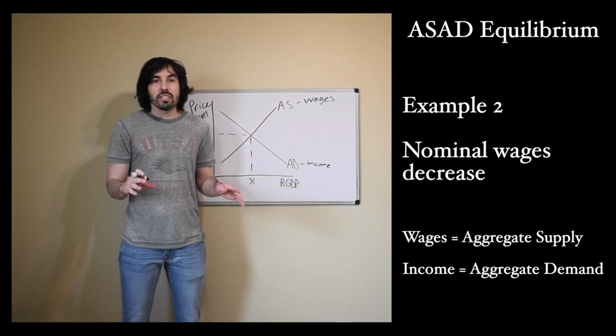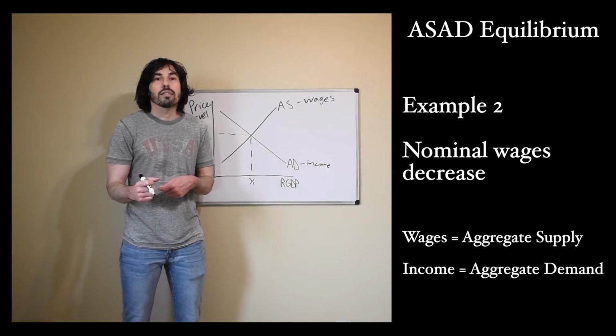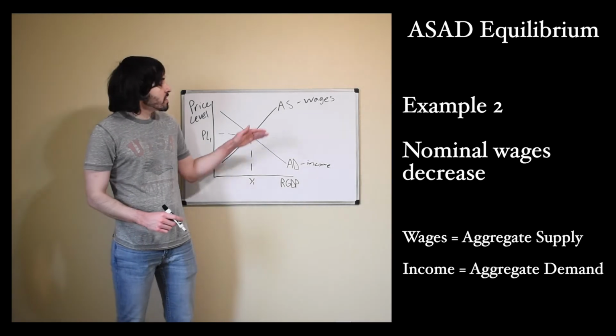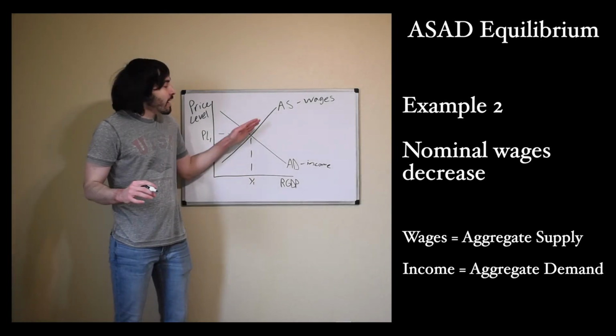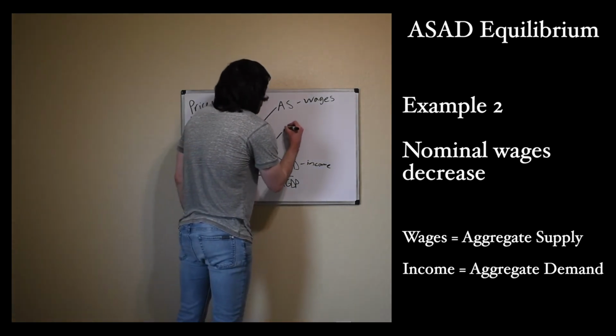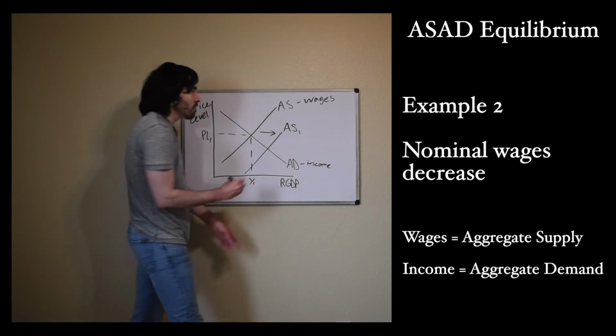If wages are decreasing, businesses can hire more people with the same amount of money. And so that's going to cause them to be able to create and produce more goods and services. So if wages decrease, aggregate supply will increase and shift to the right, and now businesses can hire more people for the same amount of money. Aggregate supply shifts to the right.